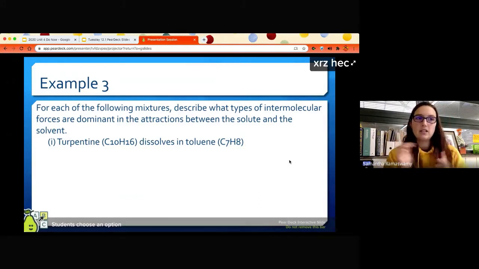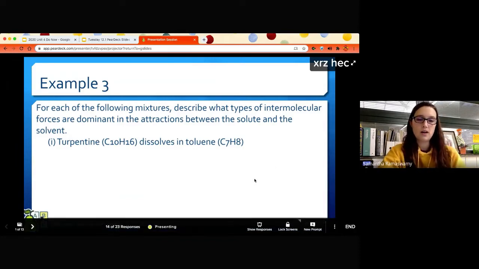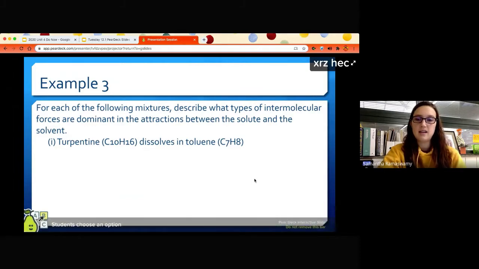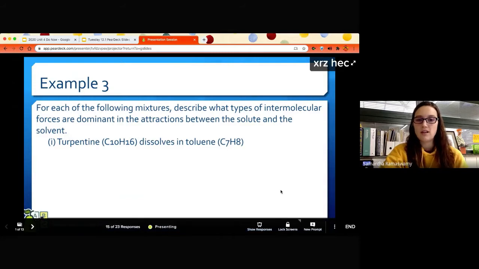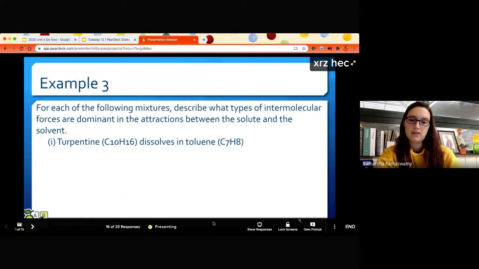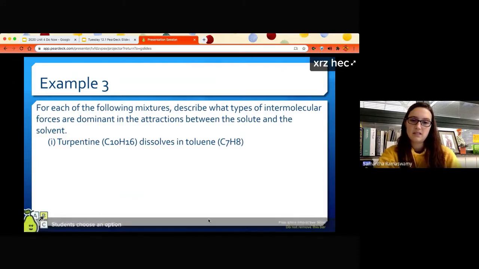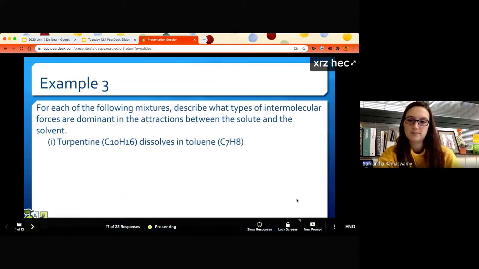So I have dispersion, dipole-dipole, hydrogen bonding, and ion dipole forces. Choose which one you think is the most dominant attraction between solute and solvent. So it looks like we have 16 responses so far.